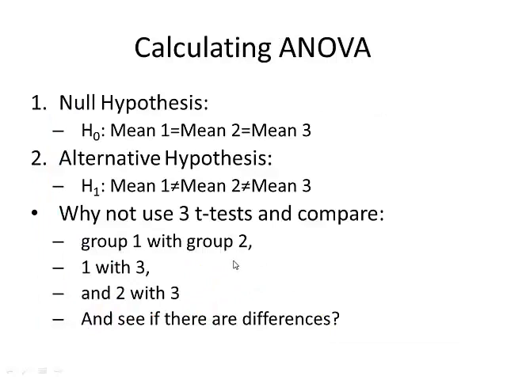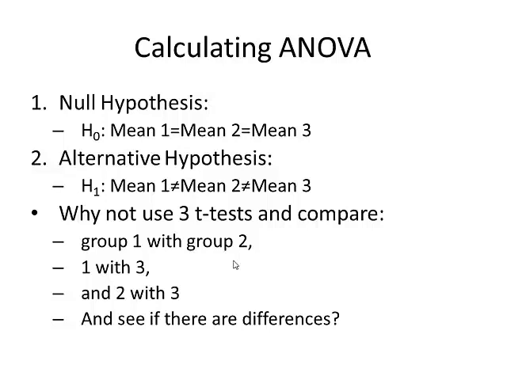To begin calculating the ANOVA, we start with our hypotheses. We begin with a null hypothesis, which states, remember, no difference between the groups. So we would say mean 1 is equal to mean 2, which is equal to the mean of group 3. And then our alternative hypothesis would be that the means of the 3 groups would be statistically significantly different, not equal. So the alternative hypothesis is that the means would be not equal.